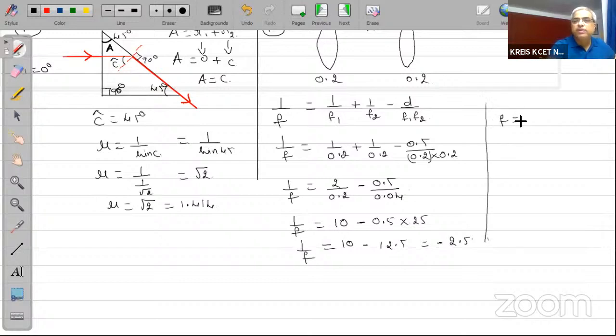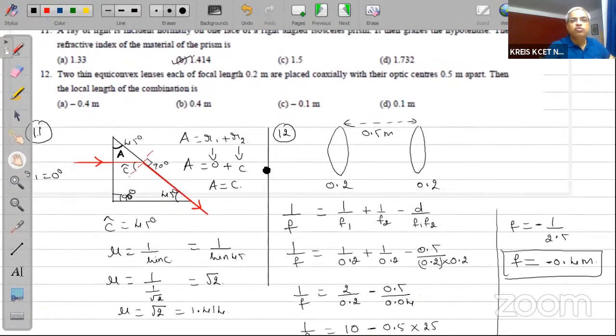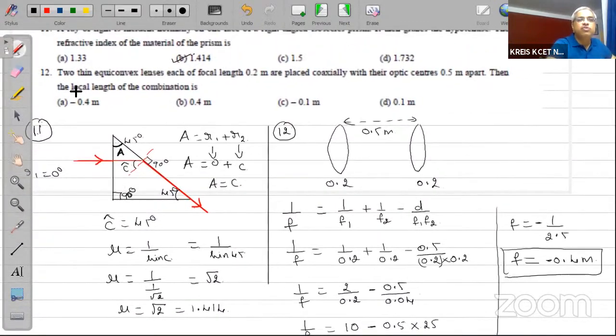Or F will be equal to minus 1 by 2.5. So what will this turn out to be therefore? It will turn out to be minus 0.4 meter. So this is the effective focal length of this particular combination. Minus 0.4 meter. A should be the answer to this 12th question.